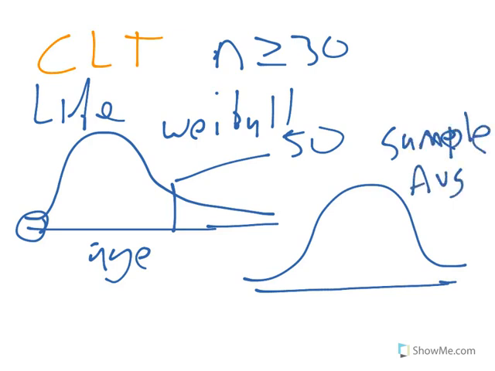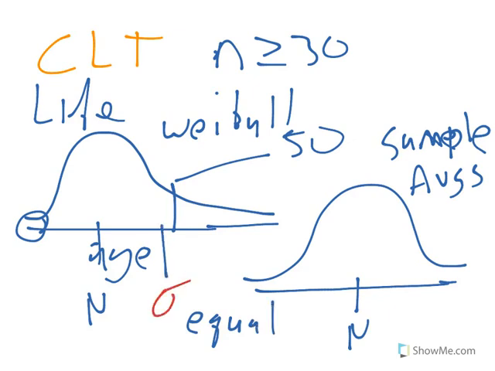Our sample averages will be normally distributed. What the Central Limit Theorem says is the mean of this is the same; these two means are equal. The difference is the standard deviation: the standard deviation of this will be the population standard deviation divided by the square root of n. And that is the big difference with the Central Limit Theorem.